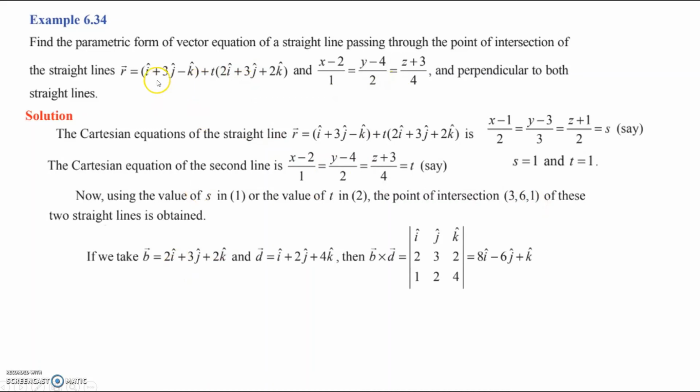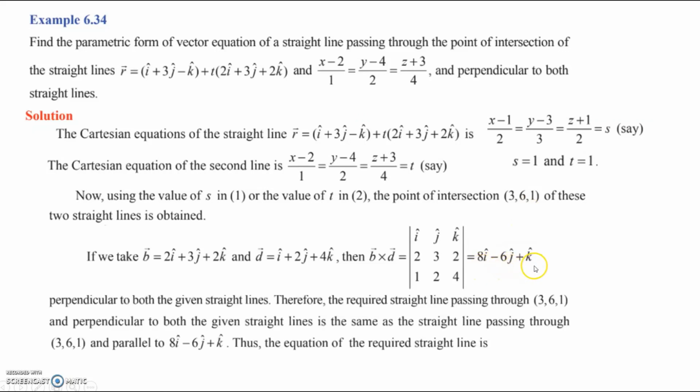So vector B is parallel to line 1 and vector D is parallel to line 2. So B cross D is the determinant of this matrix. I'm sure that you're familiar with this method. So this gives you 8i cap minus 6j cap plus k cap as your resultant vector, which is the B cross D vector. So the required line passes through 3, 6, 1 and it is parallel to 8i cap minus 6j cap plus k cap.